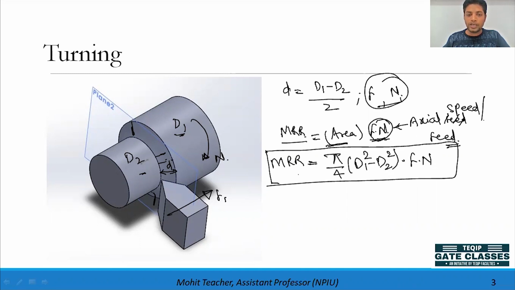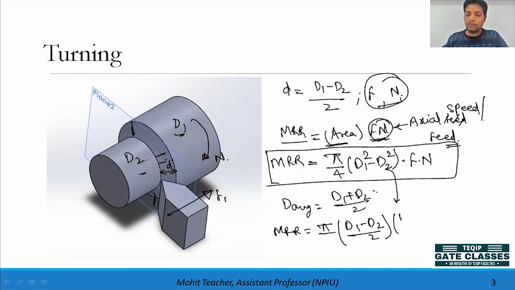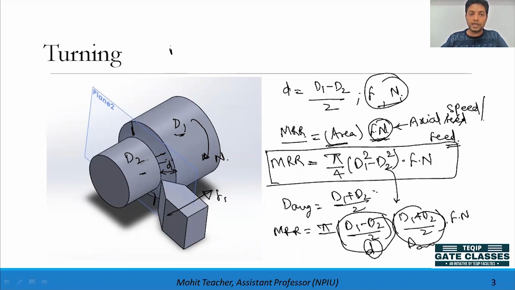One more thing: sometimes it can be asked what the average diameter is. The average diameter D average equals (D1 plus D2) by 2. You can also write the formula this way: MRR equals pi into (D1 minus D2) by 2 into (D1 plus D2) by 2, into f into N. Here D1 minus D2 by 2 is the depth of cut, and (D1 plus D2) by 2 is D average. So you can write the formula as MRR equals pi into D average into f into N.